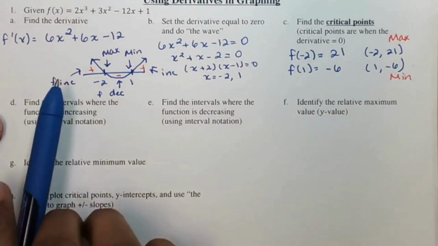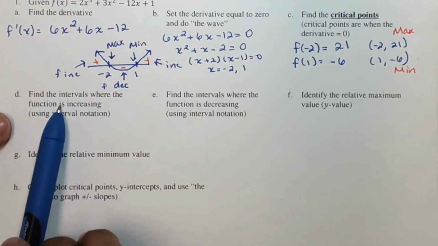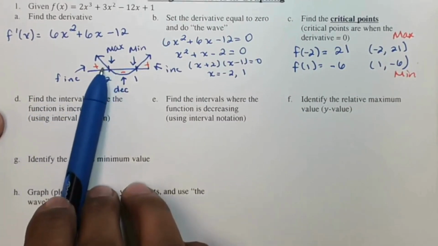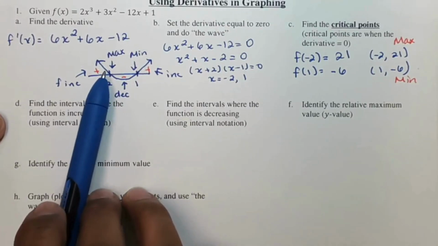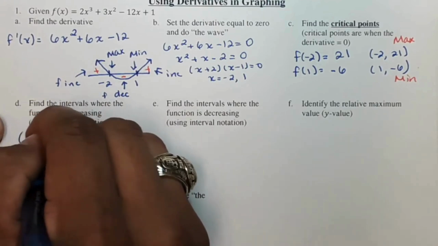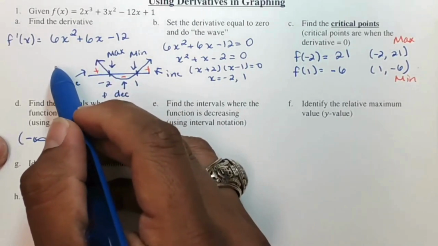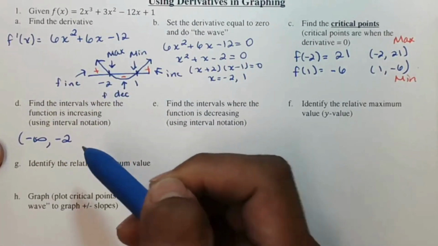Part D asks us to find the interval where the function is increasing. So we need to look at the wave of our derivative. If the slopes are positive, my graph is going to be increasing. So it's going to be increasing from all the way to the left, which is negative infinity, to negative 2.